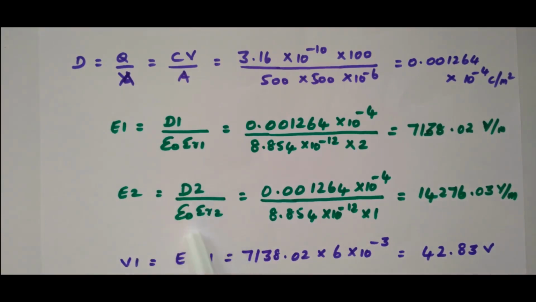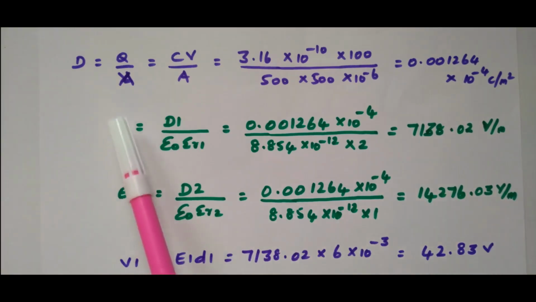Similarly, we can find the E2 value. E2 equals D2 divided by epsilon naught into epsilon R2. The D2 is also the same, 0.001264 into 10 to the power minus 4, that is available here, divided by epsilon naught, a constant, 8.854 into 10 to the power minus 12. Epsilon R2 is 1 because of the air medium. So by simplifying this, what did we get? 14,276.03 volts per meter, right?